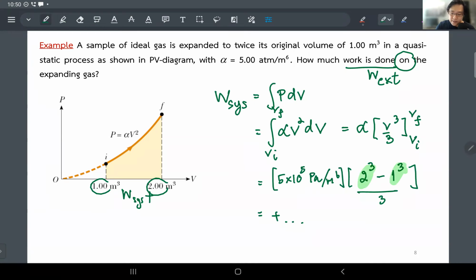But the problem is asking you to figure out the W external. That's no big deal. If you want the W external, just take the negative sign of what you just got right here. And you are done. Okay. Cool.